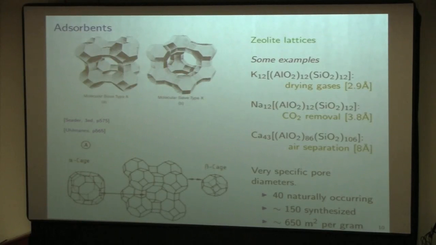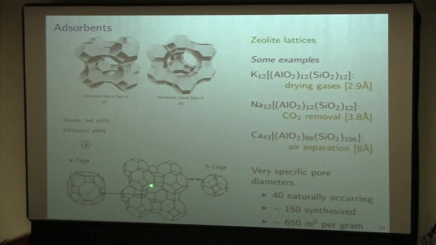But subsequently, there's over 150 of them that have been created, with varying combinations of ions over here as the first element, and then the ratio of those with the aluminum oxide and silicon oxide is different. Depending on the ratios that you pick, you can create a very different kind of zeolite with a specific opening. There are two openings that are of interest. One is the larger opening here called the alpha cage.